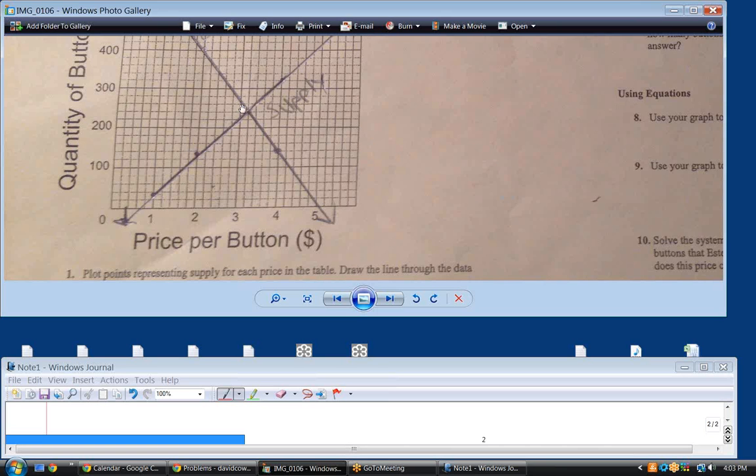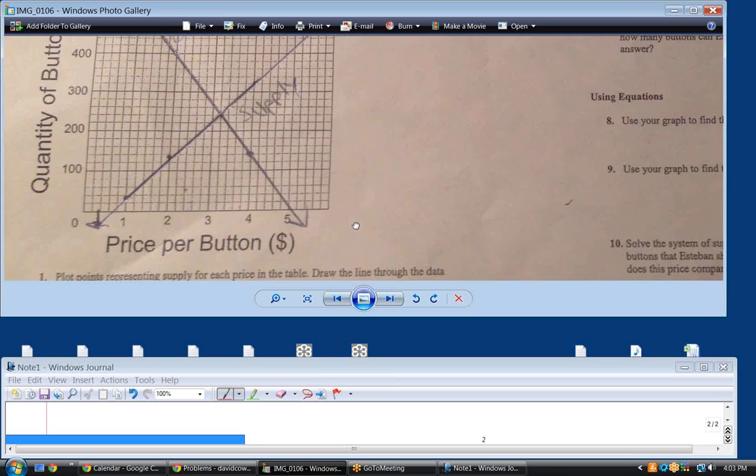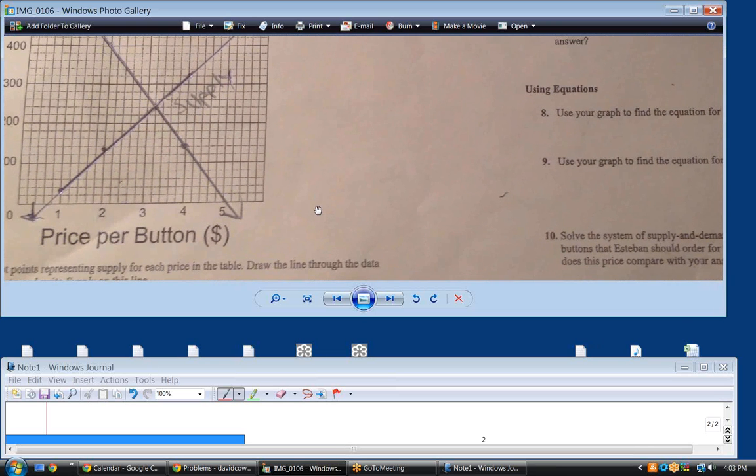If you were to extend that graph all the way over to the y-axis, where would it cross? Move it down a little bit better so you can see it. Let's figure out what the slope is. Probably the best thing to do here is let's figure out the slope of this supply graph.